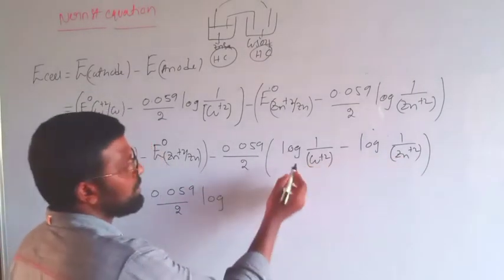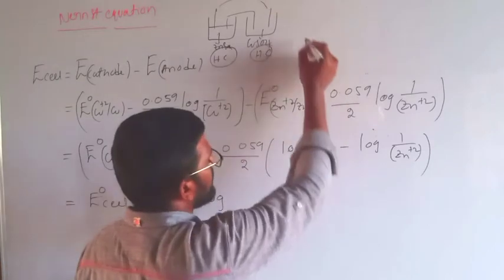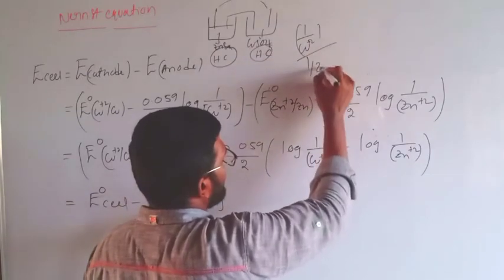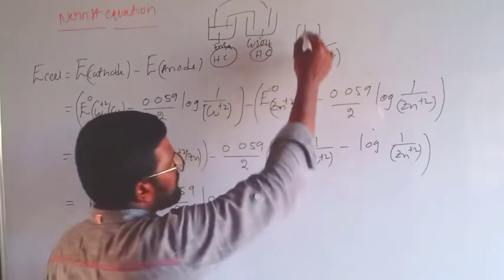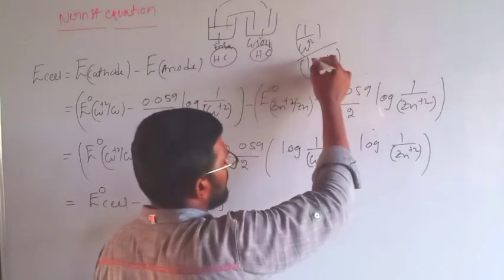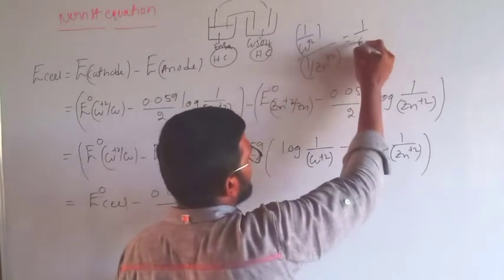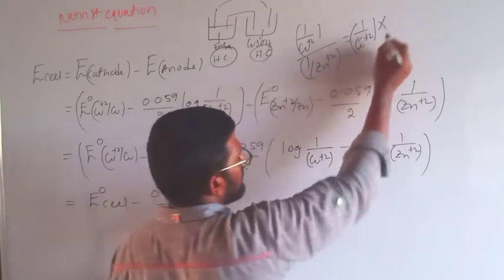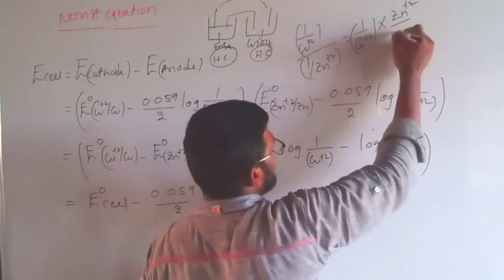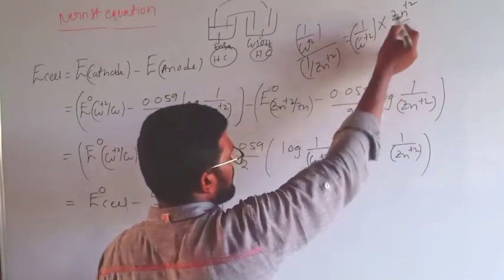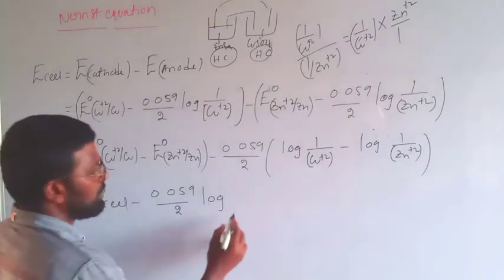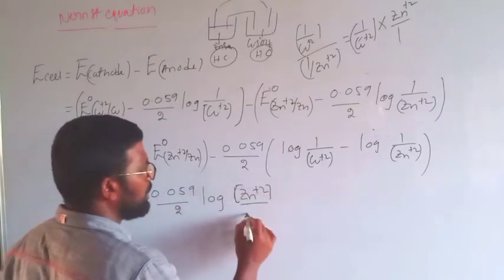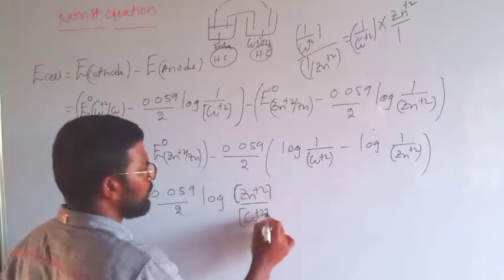On modifying this, what is A? 1 by Cu plus 2 concentration, no? 1 by Cu plus 2 concentration by 1 by Zn plus 2 concentration. So this is in the form of A by B by C by D. So this can be written as 1 by Cu plus 2 concentration into Zn plus 2 concentration by 1. So this part becomes Zn plus 2 concentration by Cu plus 2 concentration. So log of molar concentration of Zn plus 2 by molar concentration of Cu plus 2.